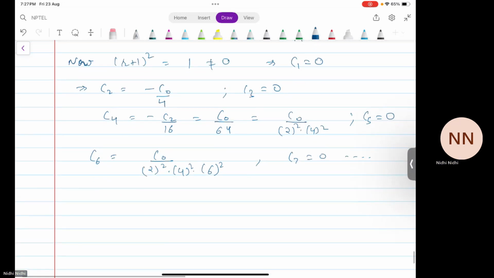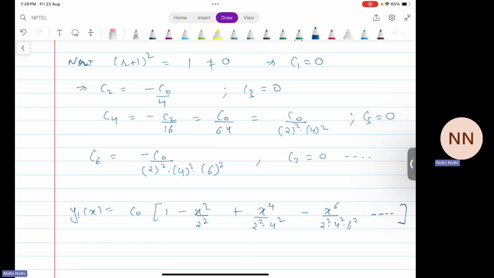So we get y1(x) is equal to C0 times 1 minus x square by 2 square plus x to the power 4 by 2 square 4 square minus x to the power 6 by 2 square 4 square 6 square, and so on. Since r was 0, there is nothing extra in the power of x.